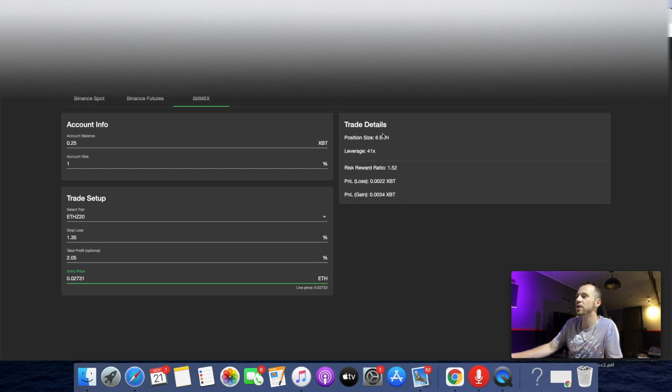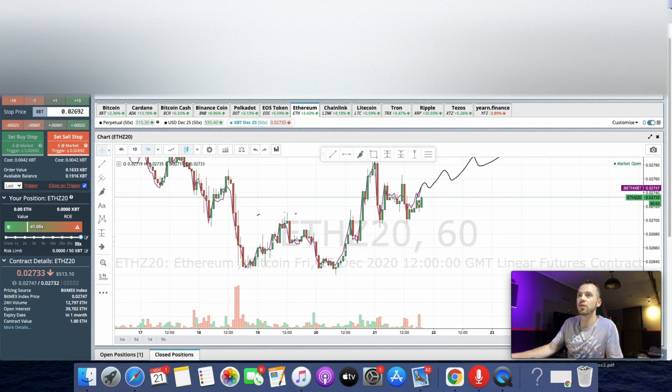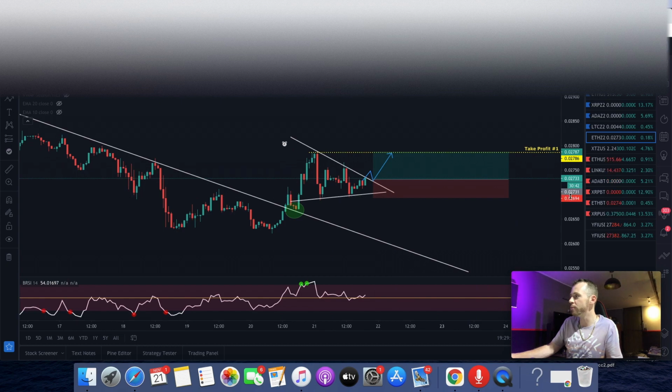So if you have a look here, we need to be placing a trade to the value of 6 ETH on 41x leverage. So we go down to 6 ETH, limit, 6 ETH. We go down to the leverage here and we click 41, we accept. We type in the price. So our price is the grey box, 0.02731.